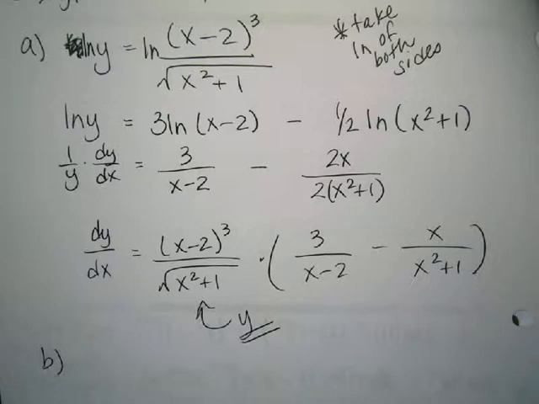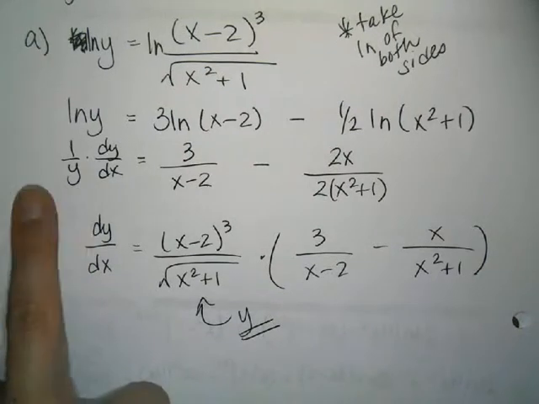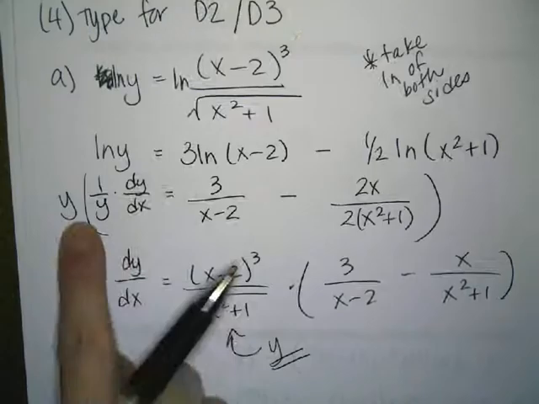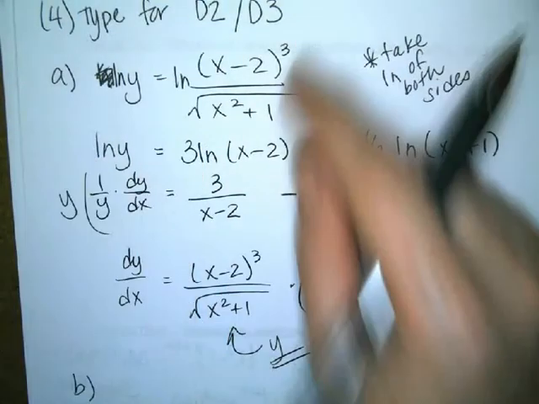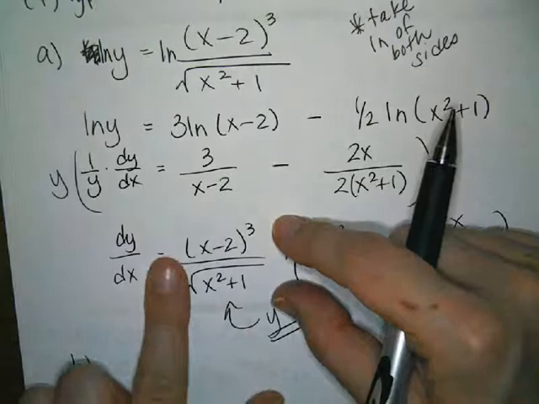No. Wait, how did you get the last part? Yeah, because I had that 1 over y. So to get dy over dx by itself, you have to multiply everything by y. But y is equal to that original fraction. So instead of writing y, I just wrote the original fraction of what y was equal to, so that everything's in terms of x.